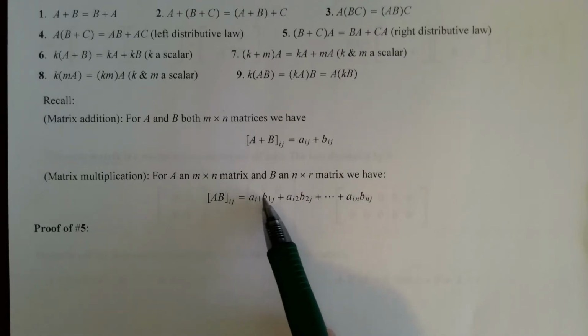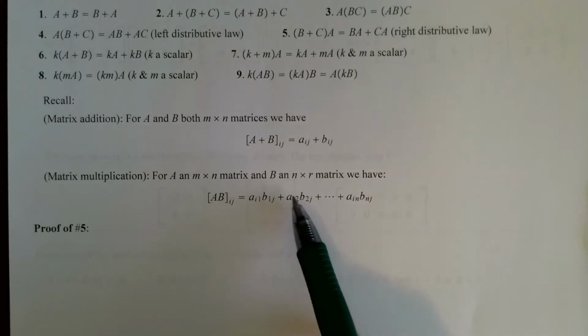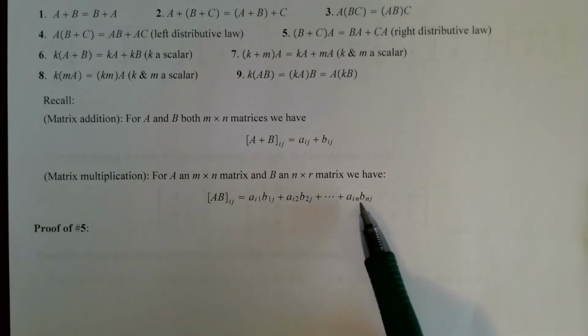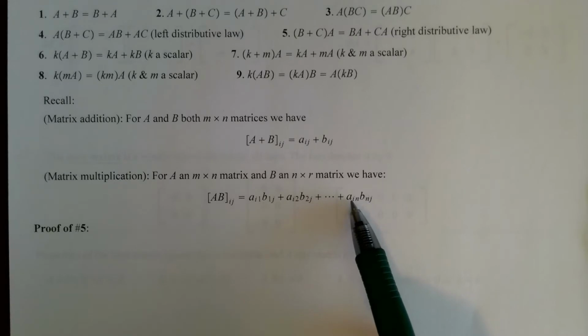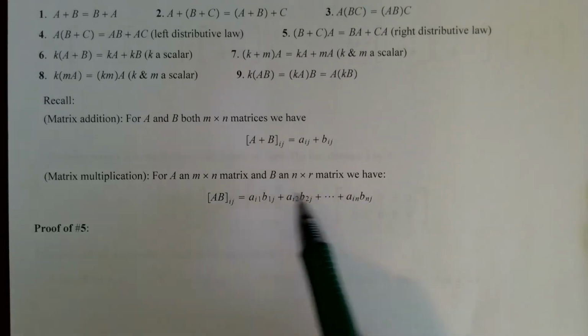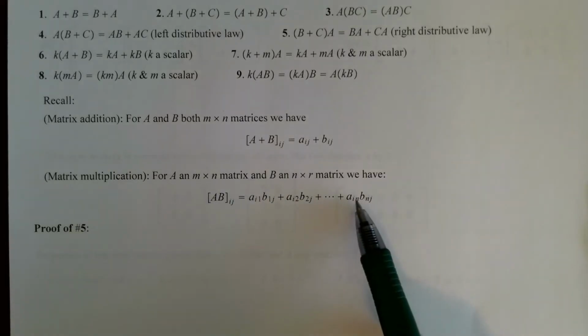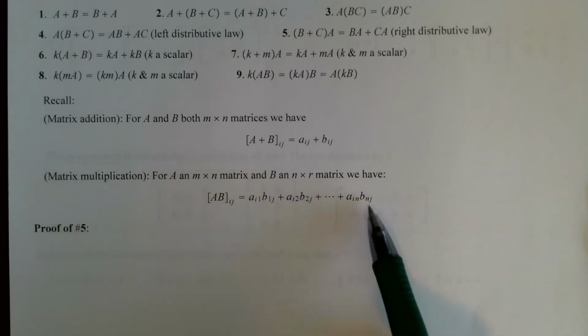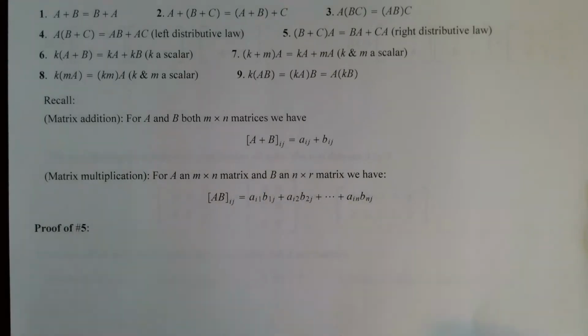So you take the first entry in the ith row of A times the first entry in the jth column of B, second entry in the ith row of A, second entry in the jth column of B, all the way down to the last entry in the ith row of A and the jth column of B, right? And of course, notice there are n columns in the matrix A, and so that's where we end when we go across a row. And there's n rows in the matrix B, and so that's where we end as we go down the column. And so that is the way we define that.